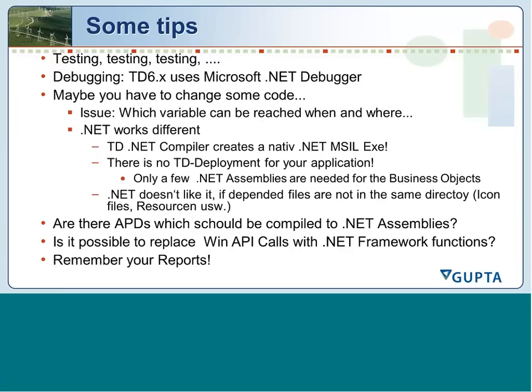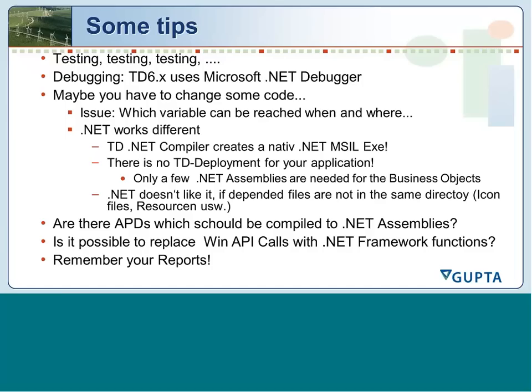And .NET doesn't like it if dependent files are not in the same directory, like icon files, resources, and so on. So they want to have mostly everything in one directory, excepting some assemblies because they are registered in the global assembly cache. And you have to think about APDs. At this point, you have to compile them into .NET assemblies.